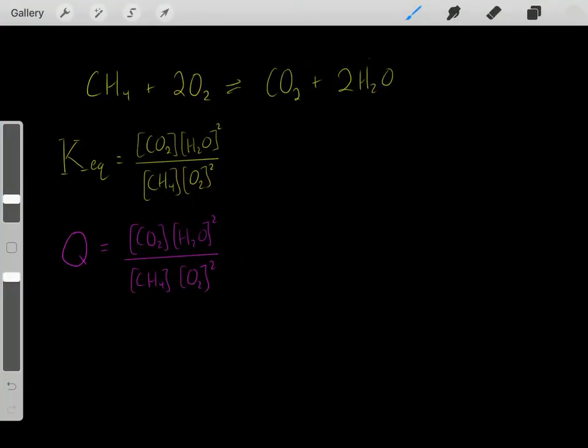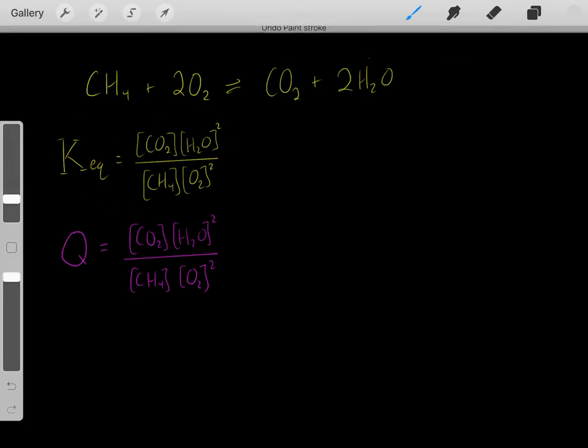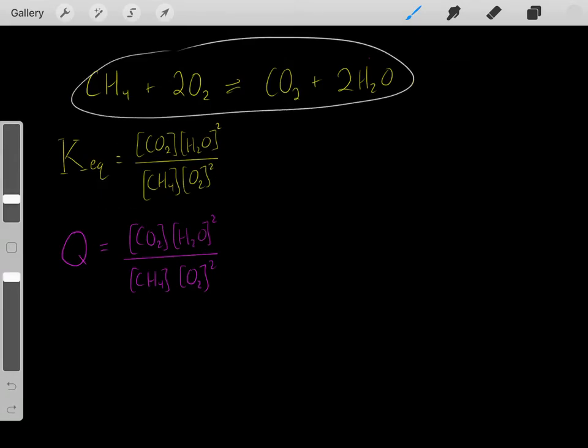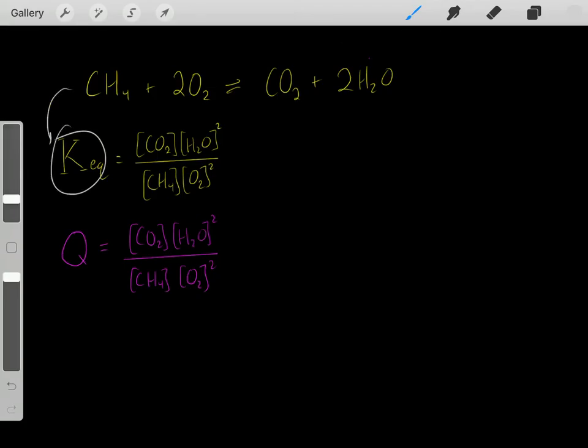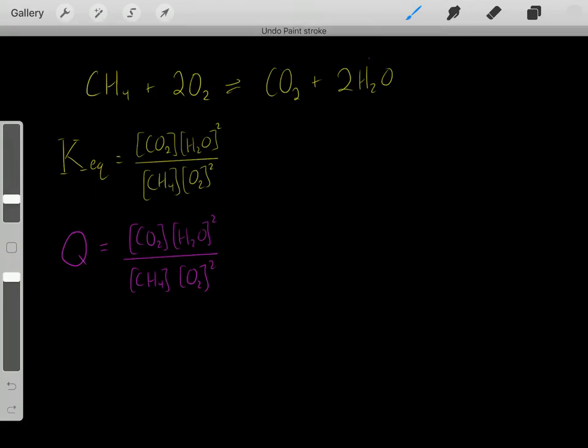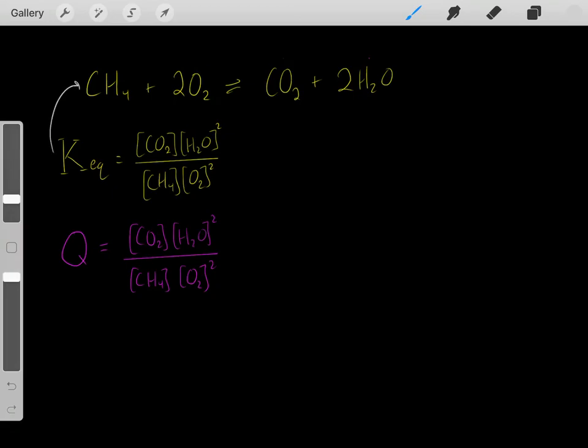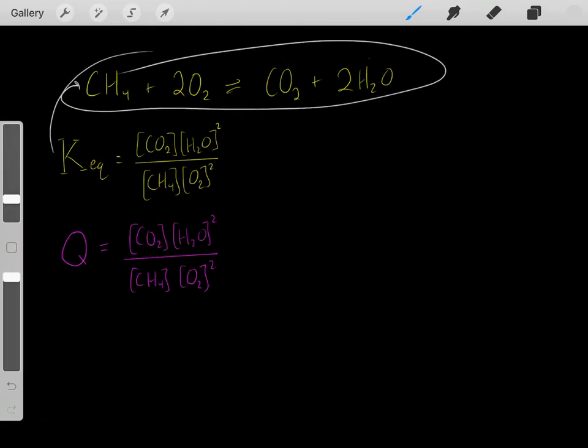In this video, I want to talk about the reaction quotient. However, in the last video, we learned about these Keq equations, this equilibrium constant, and we learned every single reaction has its own equilibrium constant. And this equilibrium constant is simply just a number that describes the reaction at equilibrium.